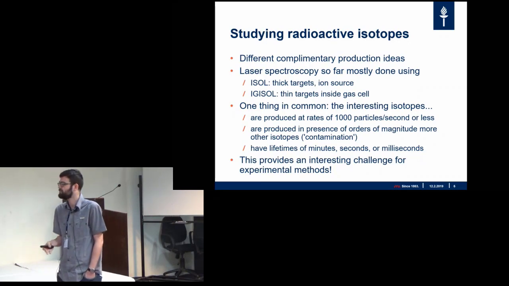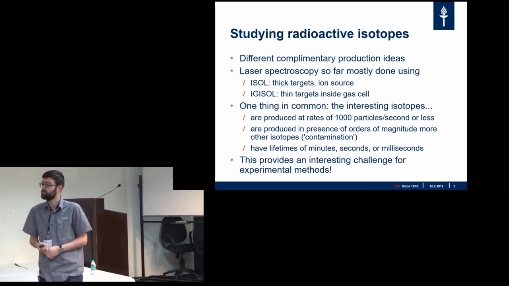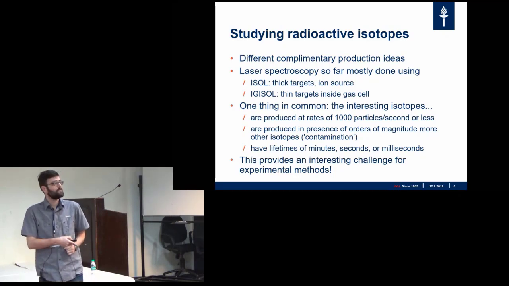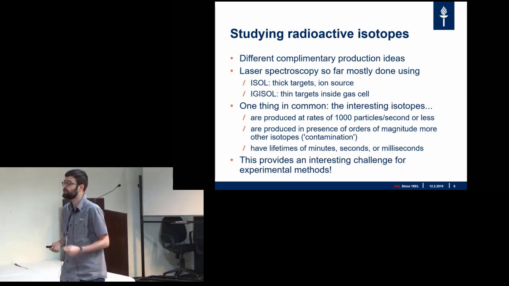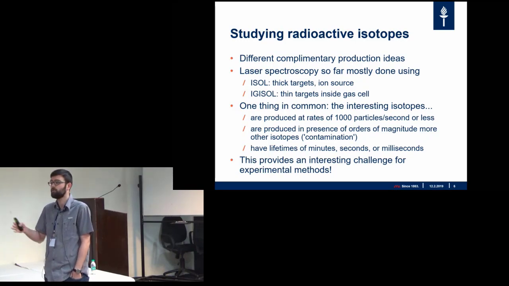So basically all of the easy cases have more or less been done, and now we're faced with the interesting challenge that the nuclei that we think will give us the most insight into the nuclear many-body problem, well, those are really hard to make. Even if you manage to make them, usually you don't just get a monoisotopic beam. Usually you get a cocktail beam, and also usually there is much more unwanted contamination in the beam than there is actual useful radioactive isotopes. And depending on the facility and the production method, this can be many orders of magnitude.